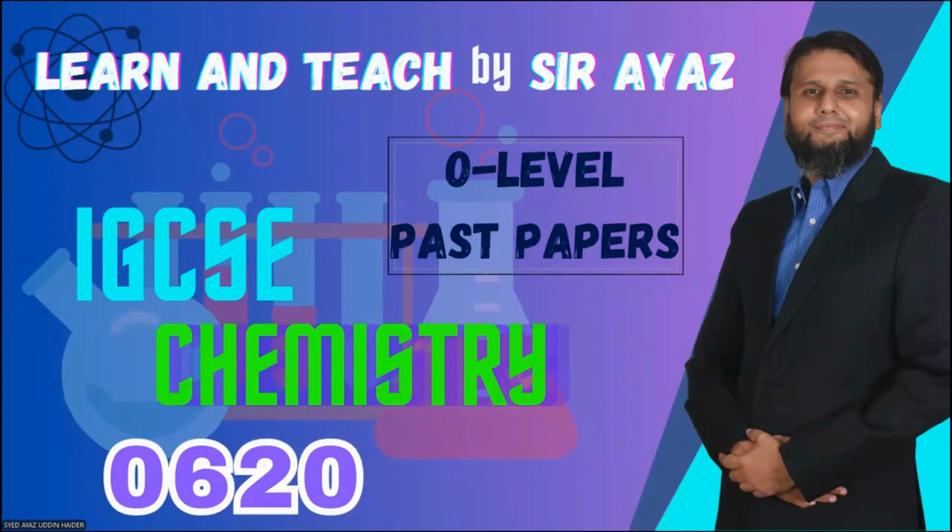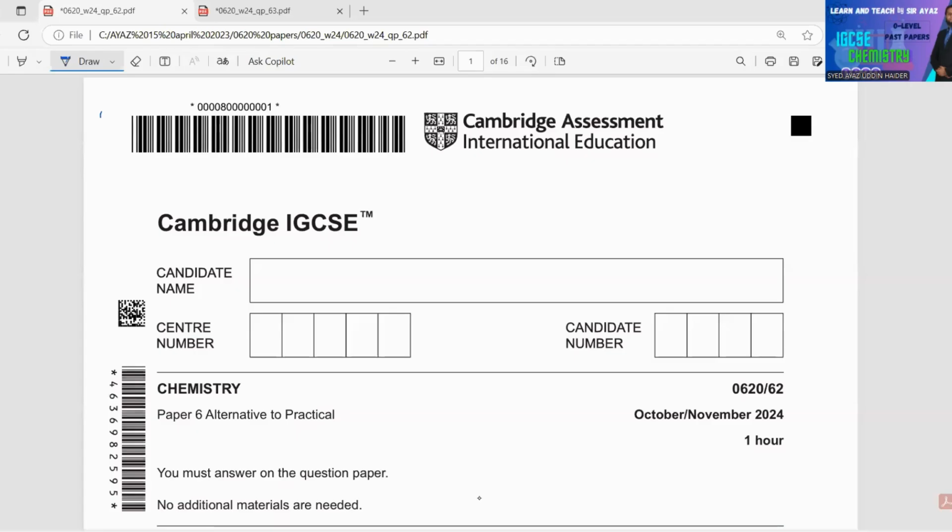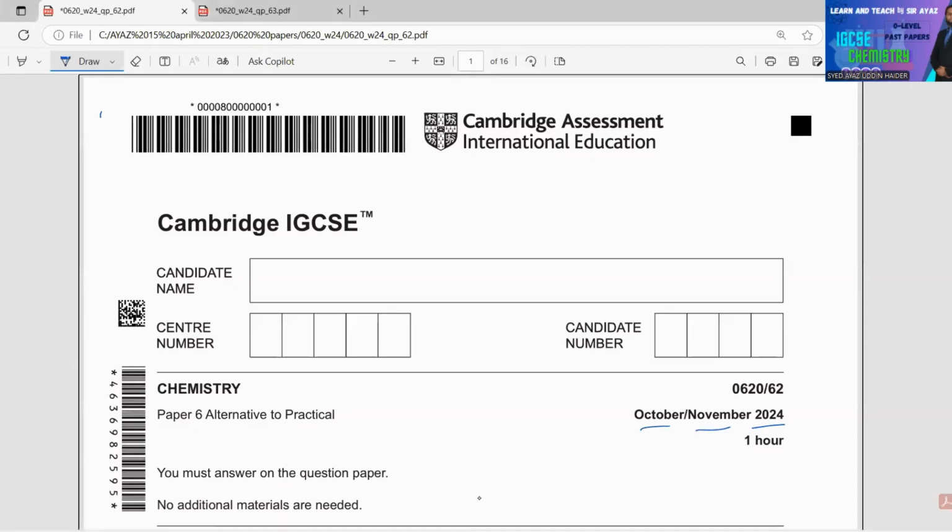So I'm continuing my O-level past papers session, and I was doing IGCSE Chemistry 0620. I've selected October, November 2024, and I'm done with paper 61. This time I've selected paper 62. It's paper 6, alternative to practical. 1 hour is the time.